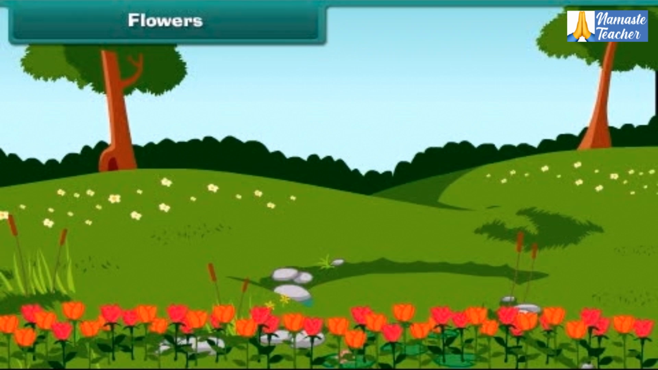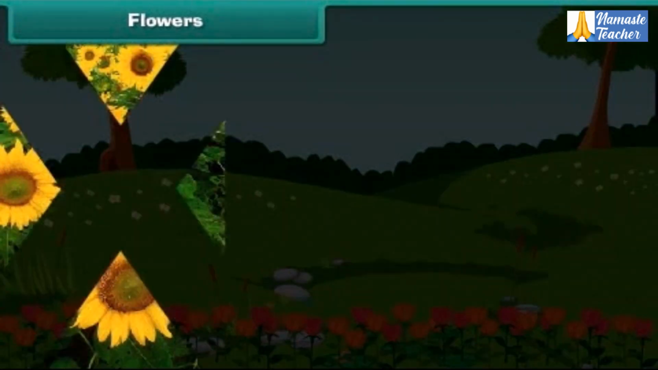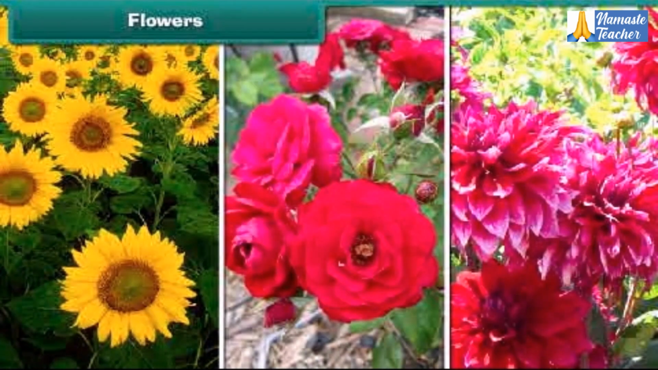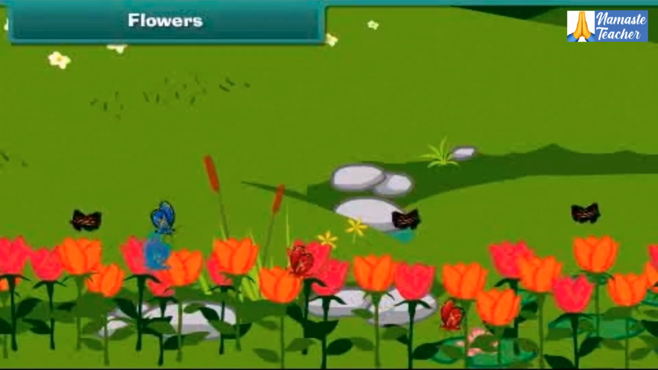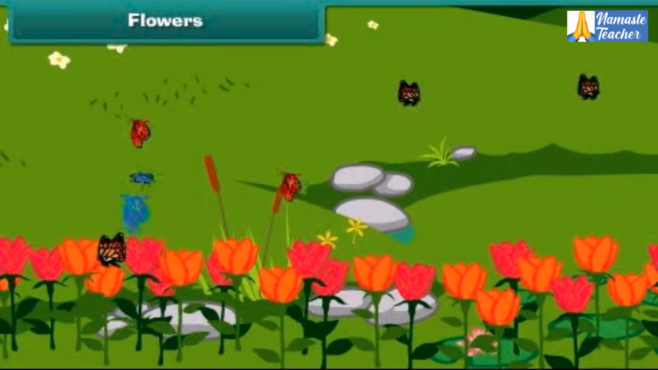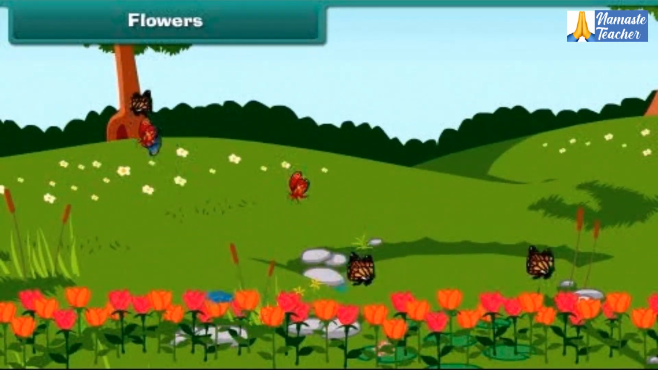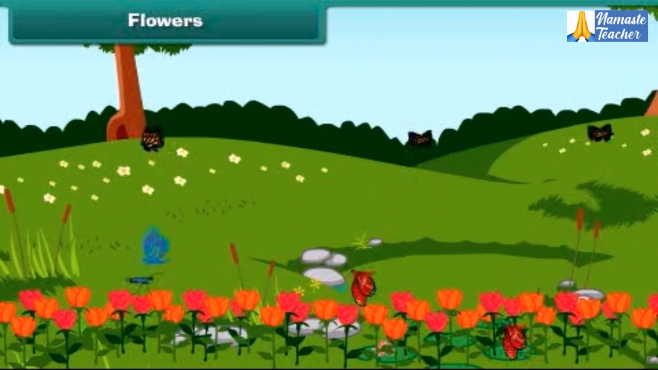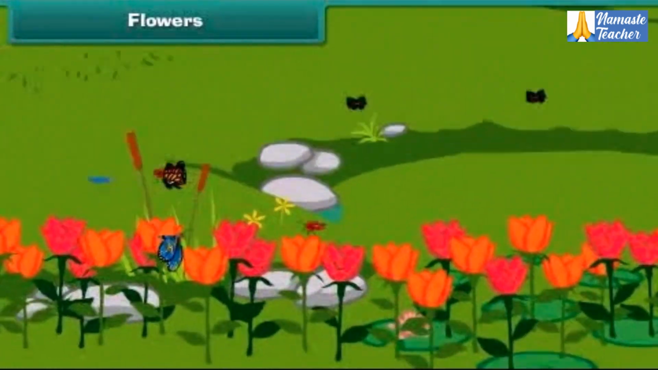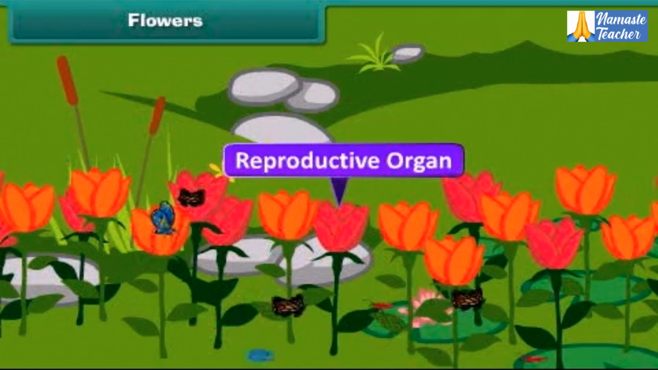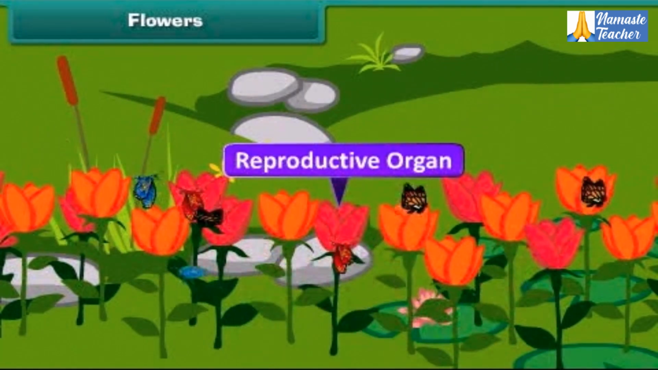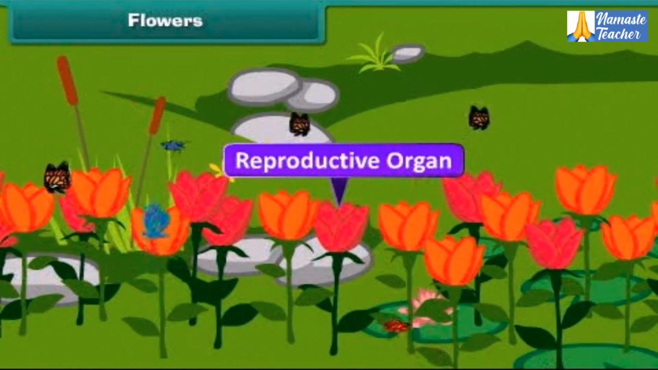Now, let's highlight the most attractive and beautiful part of the plant, that is, flower. They are of different colors. They are of many shapes and sizes. Most of the flowers contain a sweet smell, and when it spreads, it attracts insects and birds. You will be surprised to know that flowers are also called the reproductive organ of the plant, as they help plants in the process of reproduction.